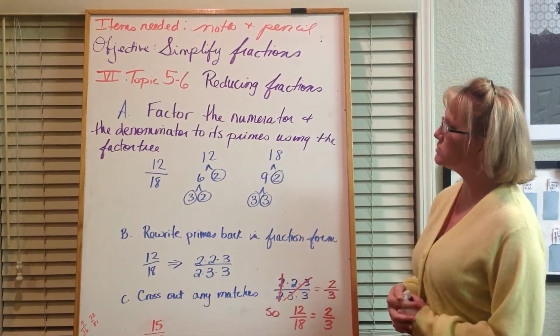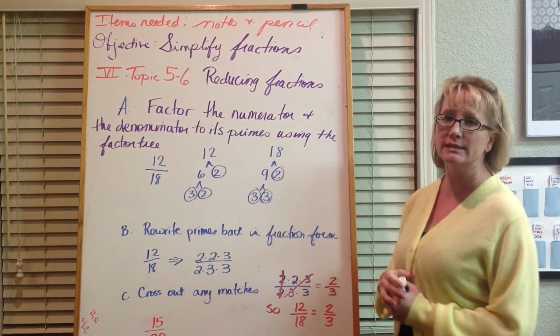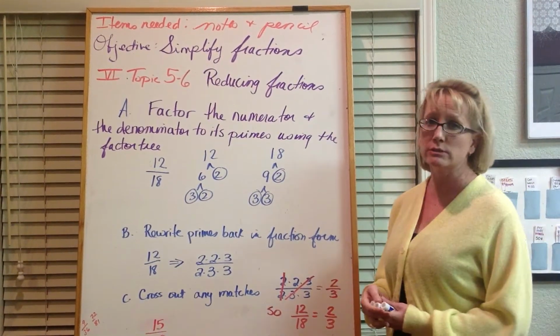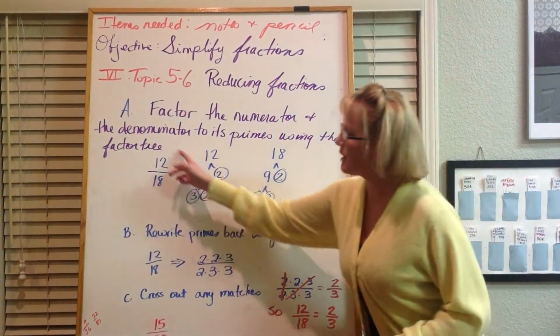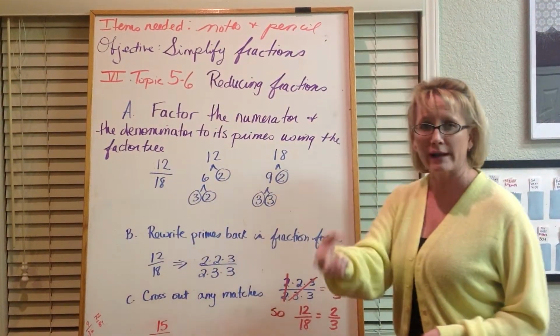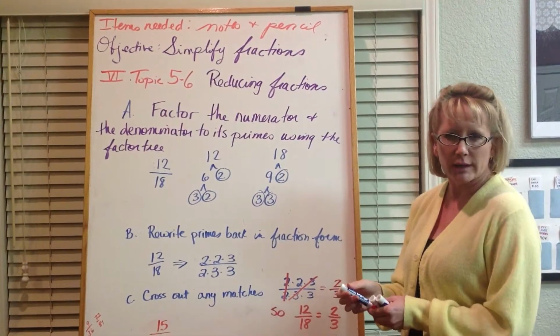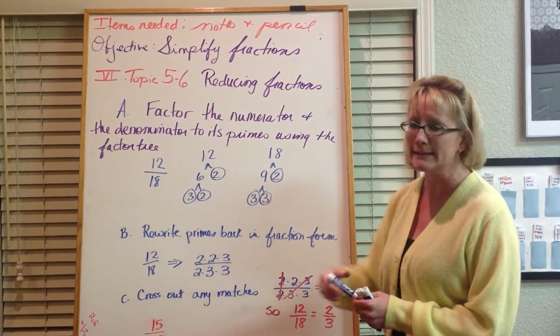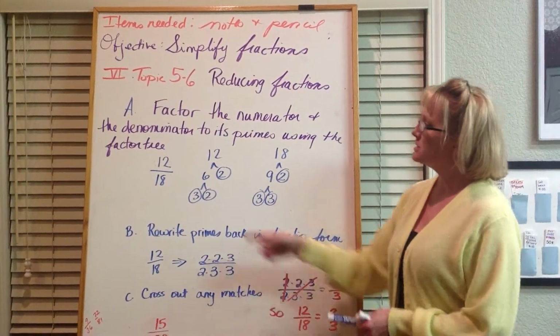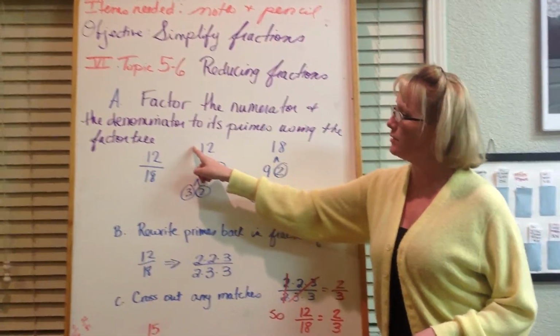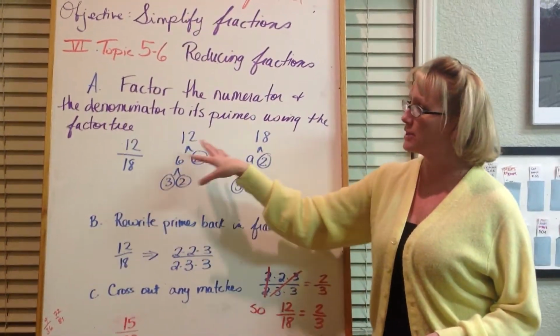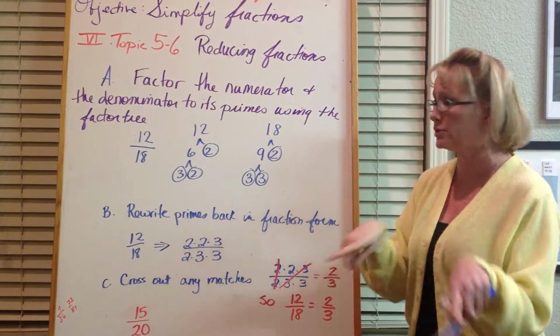The first thing we need to do is factor the numerator and the denominator to its primes using the factor tree. So I have a fraction right here, 12/18, and I want to simplify it to its lowest form. Sometimes they call it using the GCF, the greatest common factor. That just means simplifying it as small as possible. So the first thing I'm going to do is take my numerator, 12, and my denominator, 18, and factor them to their primes using that factor tree that we learned about.